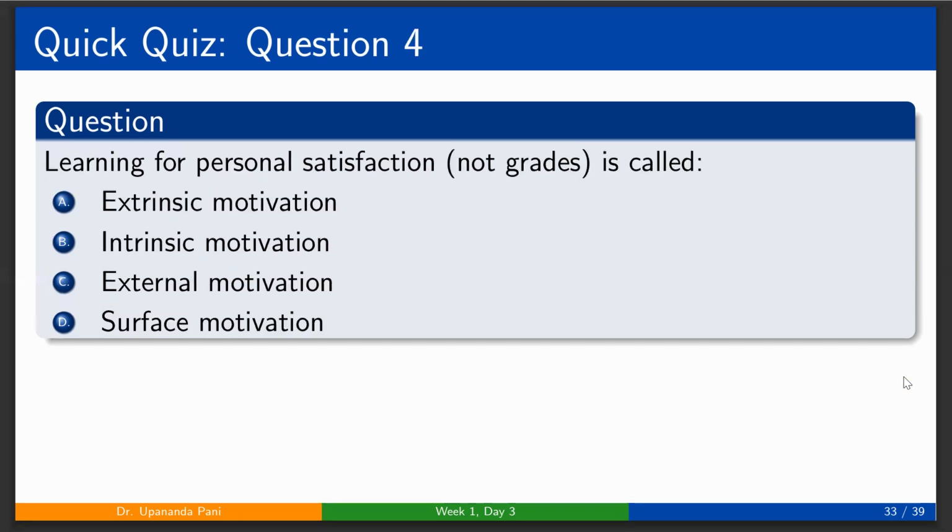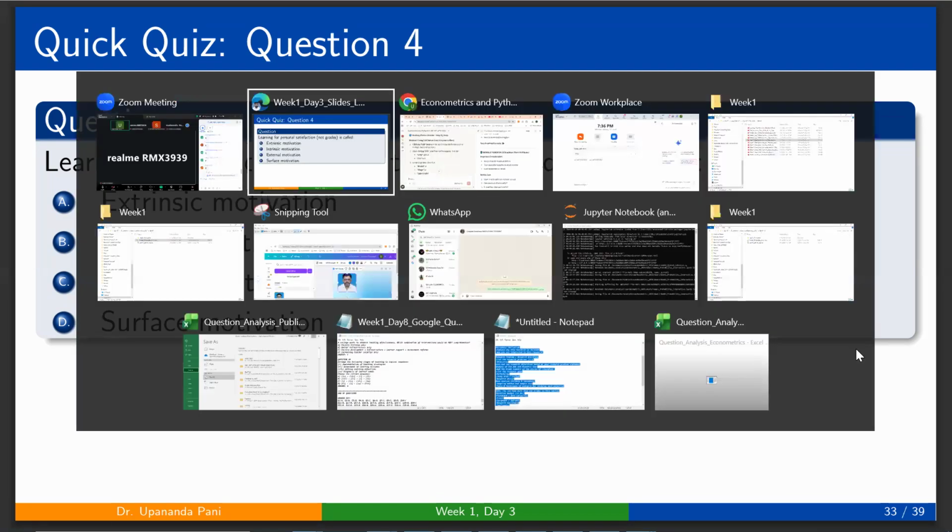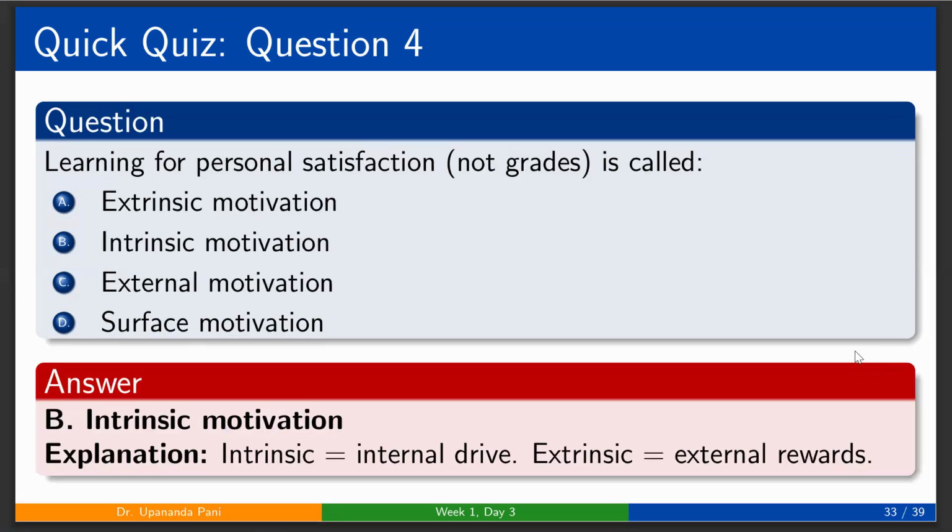Next question. Learning for personal satisfaction, not grades, is called extrinsic motivation, intrinsic motivation, external motivation, or surface motivation. The answer is B. Okay, you are correct. So it is intrinsic motivation.